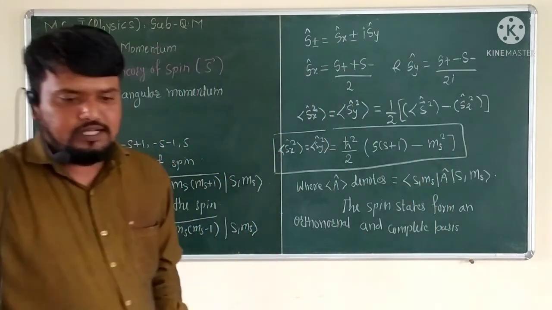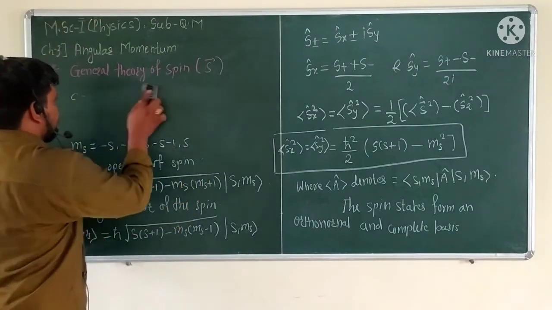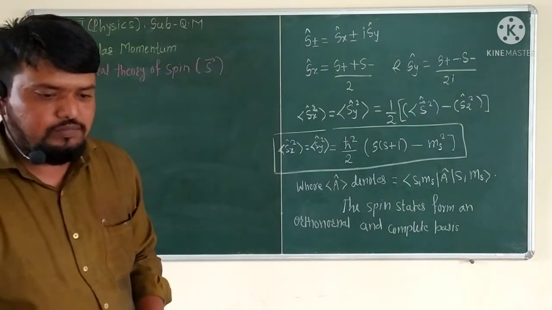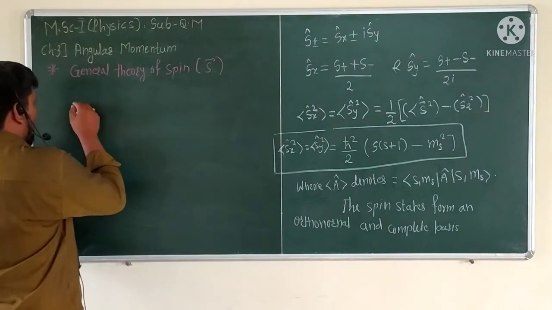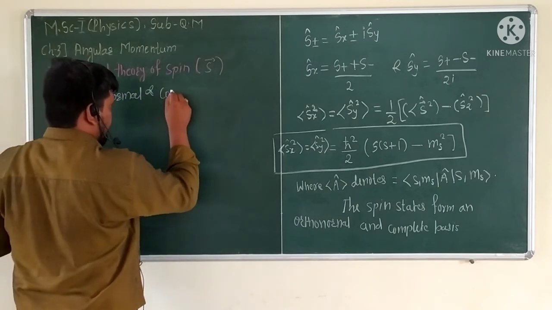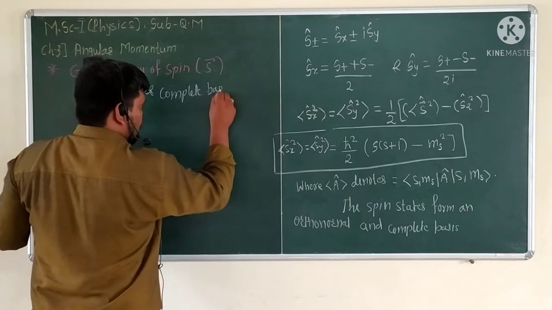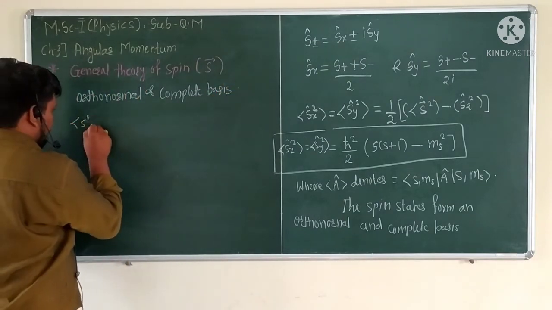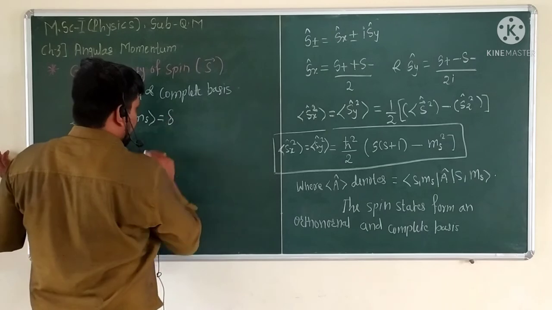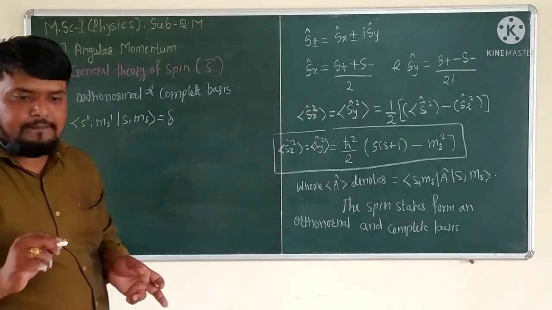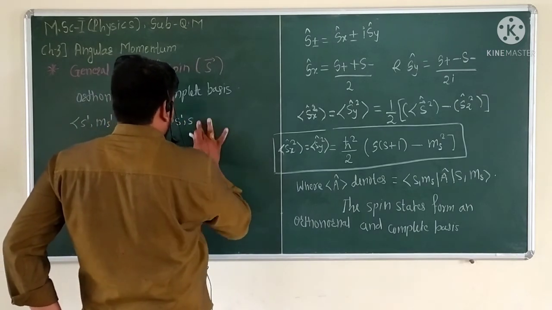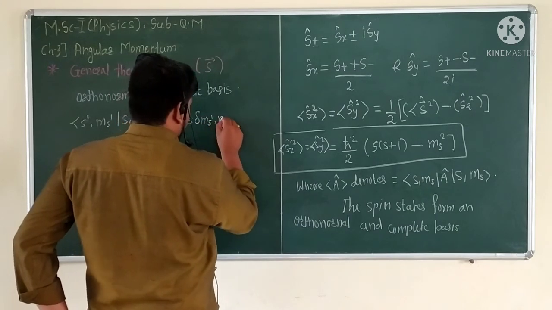Okay, and this orthonormal and complete basis relation gives here: s prime ms prime with s ms, and this relation gives delta of s prime s and delta of ms prime ms.